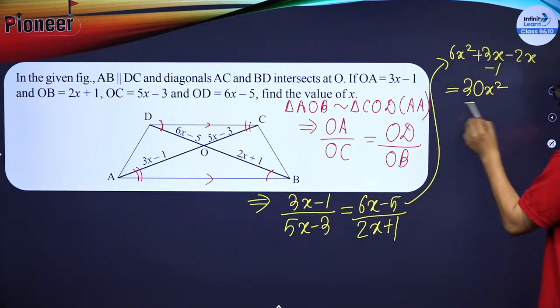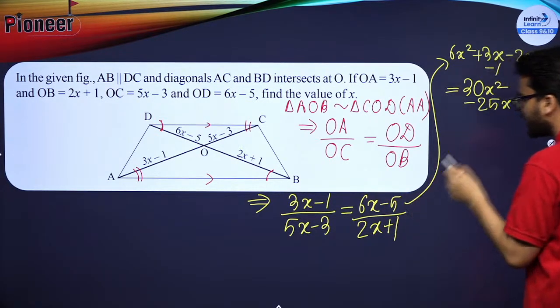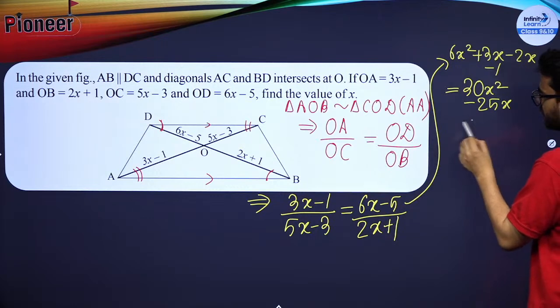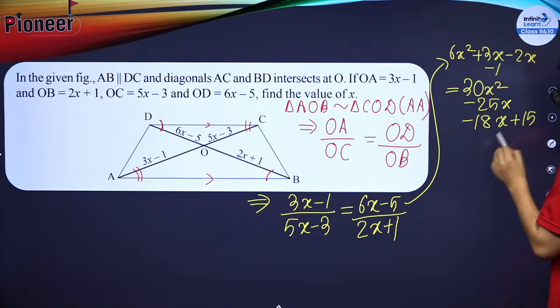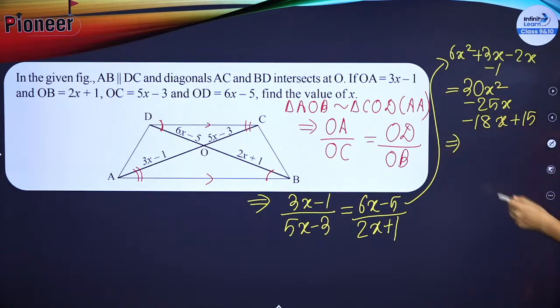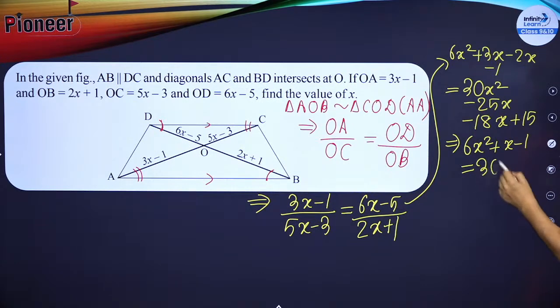minus 25x over here, and then minus 6 3s are 18x plus 15. I hope you got it. So this is the situation over here. Now let's simplify this. You will get 6x square plus x minus 1, that is equal to, if I further simplify, this will give you 30x square minus 43x plus 15. I hope this thing is clear up till here.